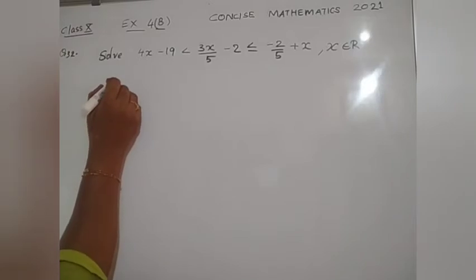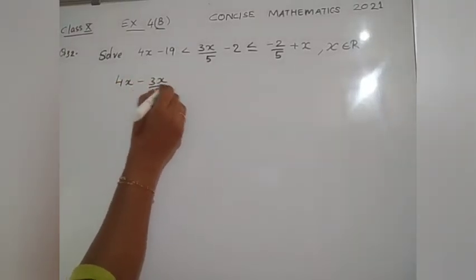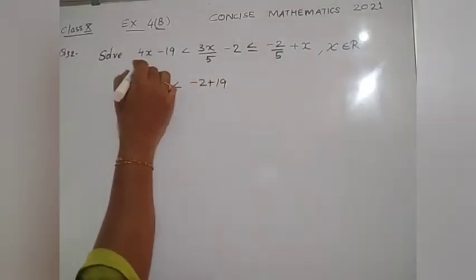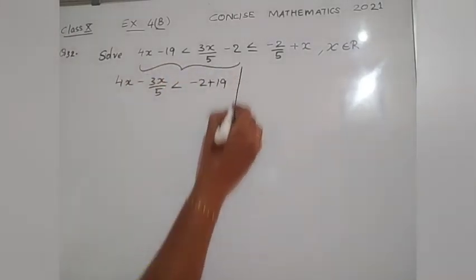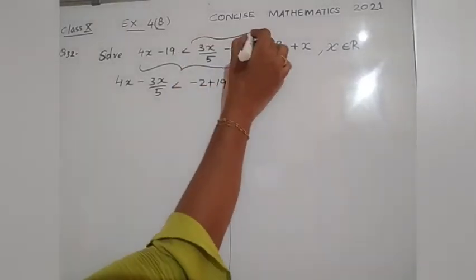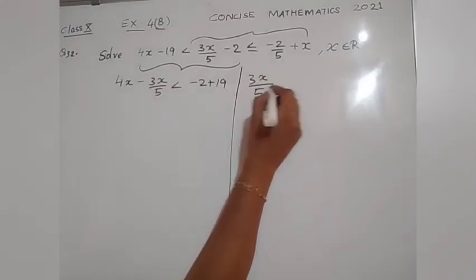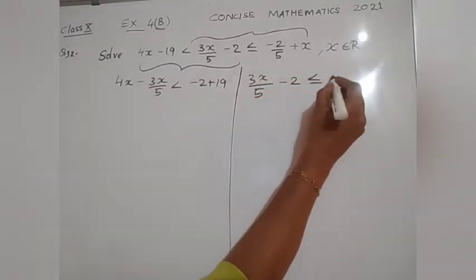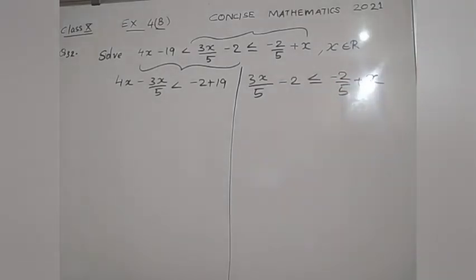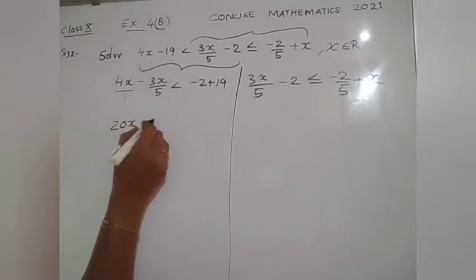Question 32. Solve 4x minus 19 less than 3x by 5 minus 2 less than or equal to minus 2 by 5 plus x. We can write the inequations like 4x minus 19 less than 3x by 5 minus 2 and 3x by 5 minus 2 less than or equal to minus 2 by 5 plus x. I wrote 4x and 3x by 5 on one side and 19 and 2 on other side.